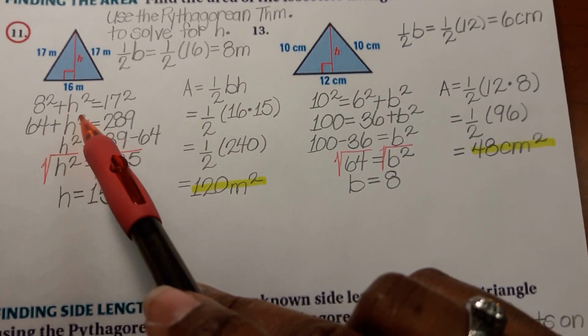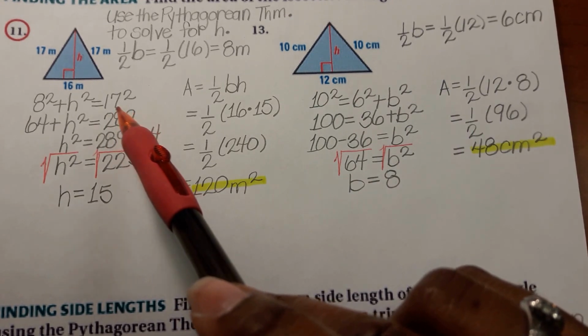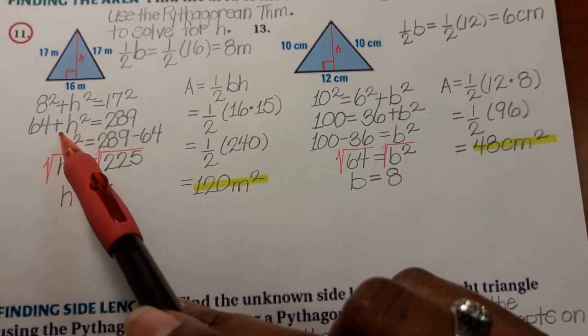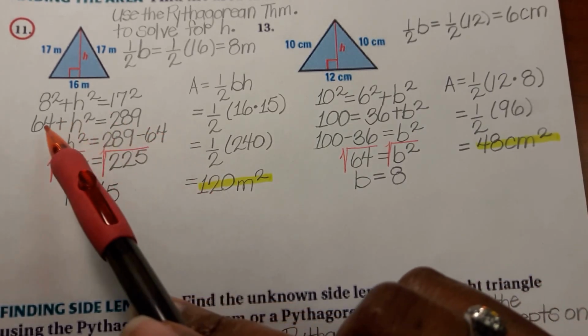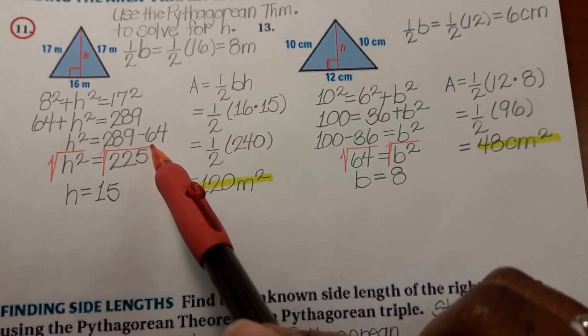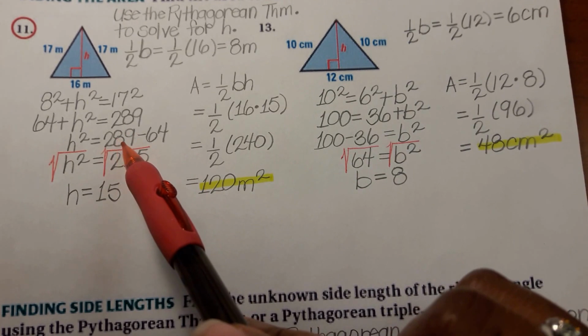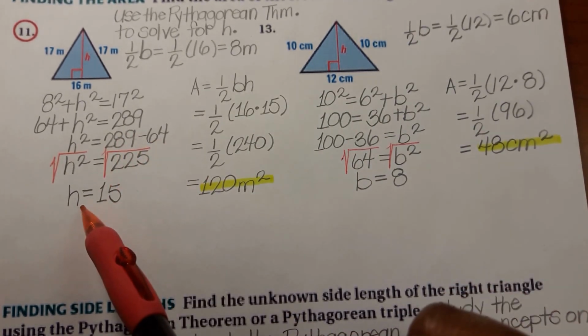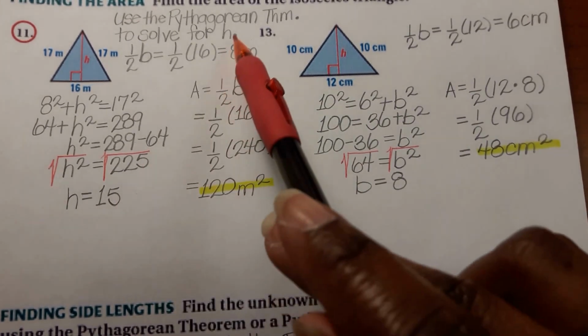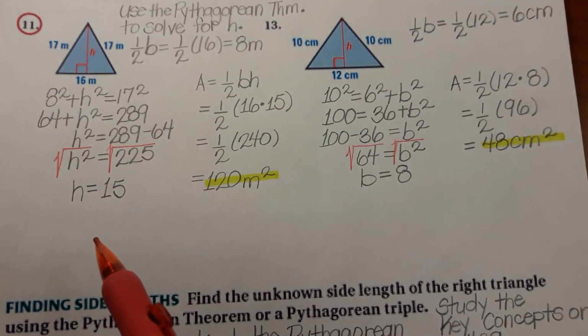8 squared plus h squared equals 17 squared. 64 plus h squared equals 289. Subtract 64 on both sides. 289 minus 64 equals 225. My height is 15. The question says find the area, so I'm not done.